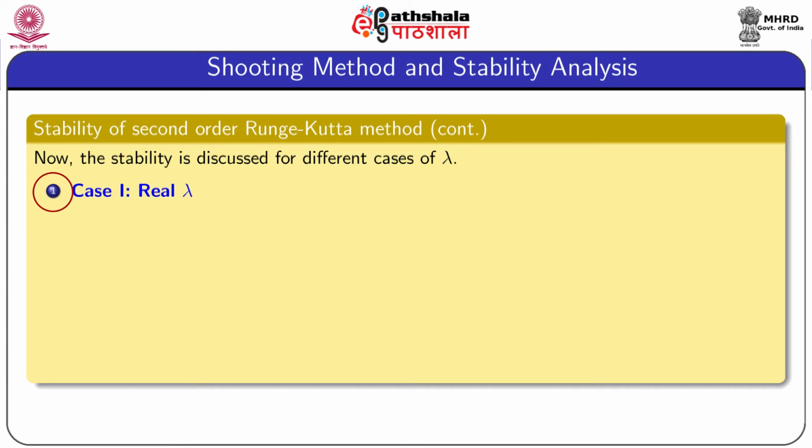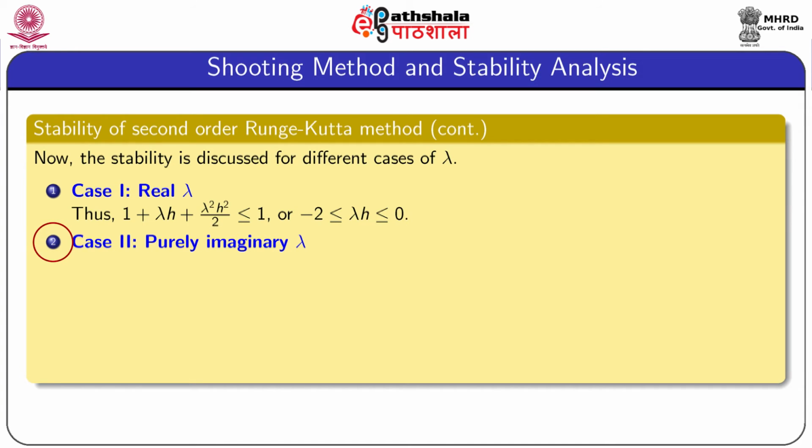In case 1, we assume that the value of lambda is real, like the previous case. In this case, 1 plus lambda h plus sigma square into h square by 2 is less than or equal to 1. After simplification, this inequality becomes minus 2 less than or equal to lambda h less than or equal to 0. So, if the value of lambda h lies between minus 2 and 0, then the second order Runge-Kutta method gives a stable solution.